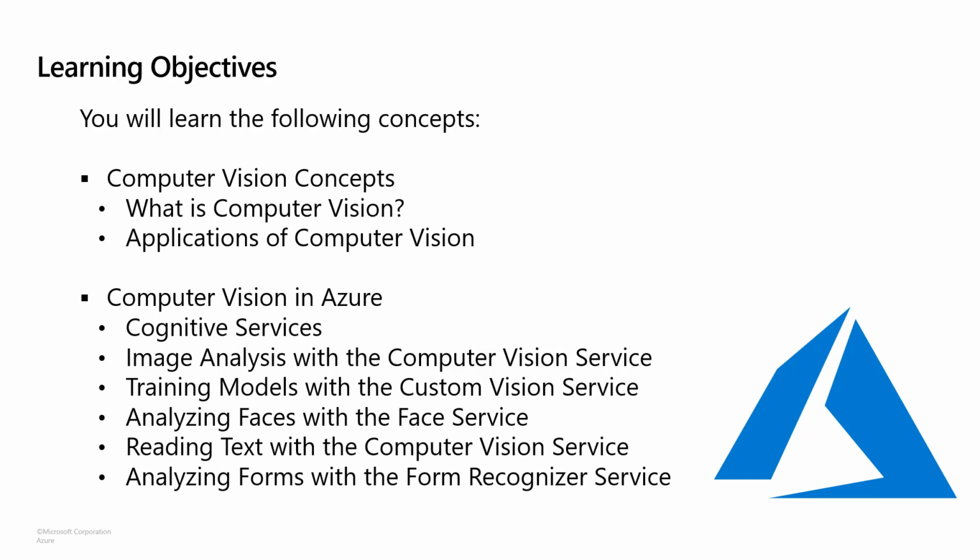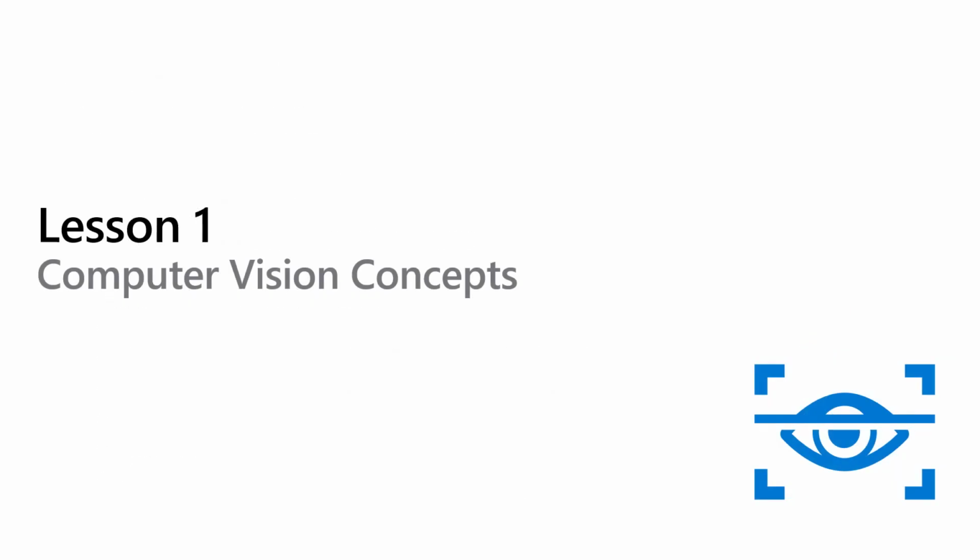to work with computer vision. And then specifically we'll look at image analysis with the computer vision service, we'll look at training models with the custom vision service, we'll look at analyzing faces with the face service, and then we'll look at reading text, again with the computer vision service, and finally analysing forms with the form recognizer service. Let's start with lesson 1 and look at some computer vision concepts.